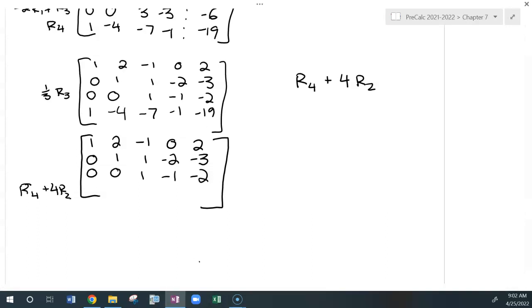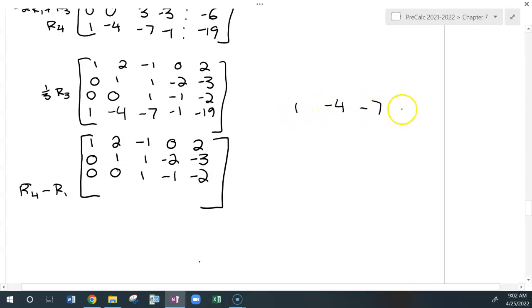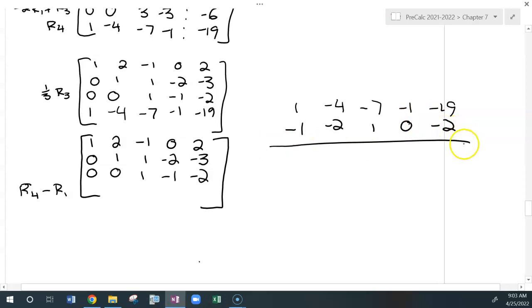Actually, no, let's wait a second. I have this 1 in here. So what I'm going to do is row 4 minus row 1. I'm going to take care of that 1 first. Row 4 is 1, -4, -7, -1, -19. And I'm going to minus row 1. So -1, -2, +1, 0, -2. Add those together, I get a 0, -6, another -6, -1, and a -21. So 0, -6, -6, -1, -21, and I'll put in my dash line there.